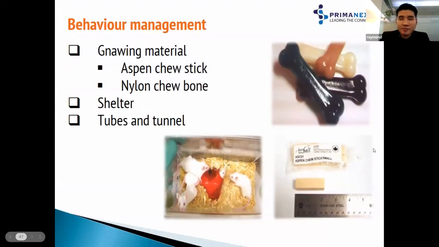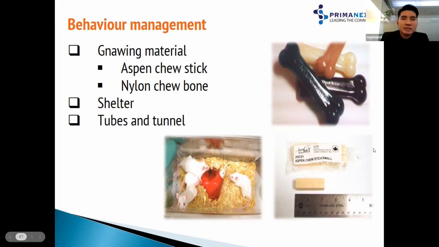So as you can see just now, the animals will interact with the nesting materials that you put in, and then they will start to arrange those nesting materials on one side to create the nest for themselves. Apart from that, on some occasions, you can also put in some grinding material. For the molars and the front teeth of the animals, they are in constant growing mode, so they will need something to grind on. You can put in some aspen chew sticks, which are wood-based, or nylon chew sticks if you would like to avoid any possibility of BPA or any kind of materials that can interfere.